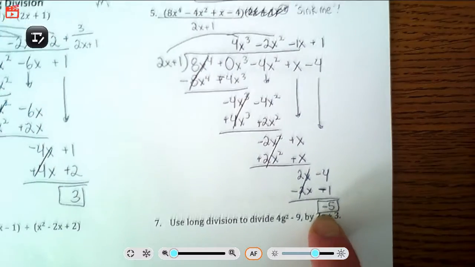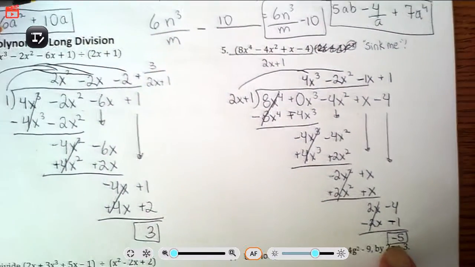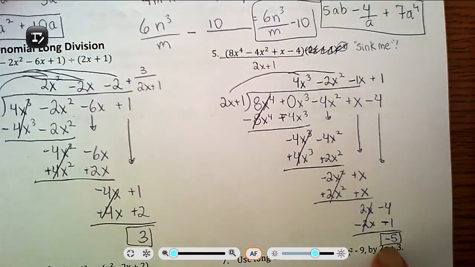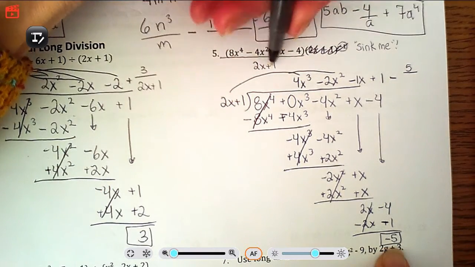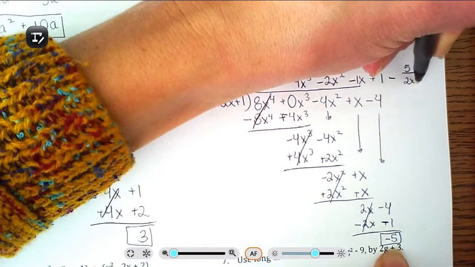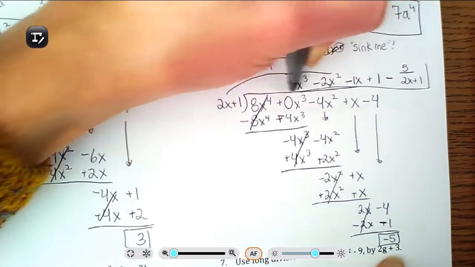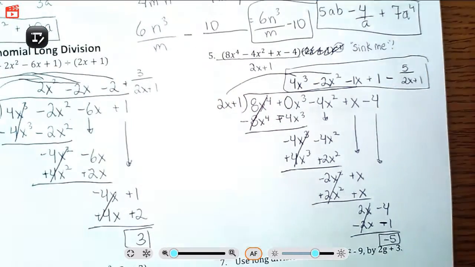All right, you got a remainder of negative 5. Do you remember how to write the remainder? Okay, take minus this time because it's a negative 5. 5 over 2x plus 1. All right, and that is your polynomial answer.